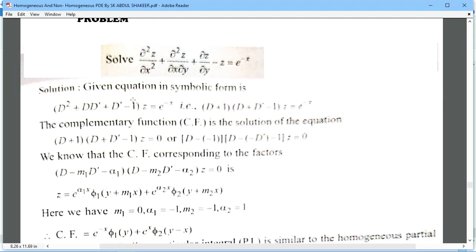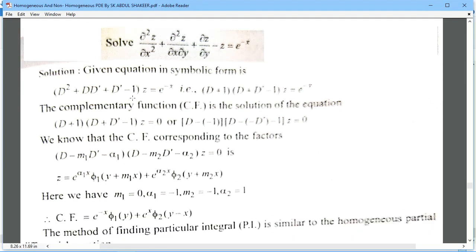To solve a non-homogeneous partial differential equation, first we have to take the operator form. Operator form means dou by dou x is capital D, dou square by dou x square is capital D square, dou by dou y is d dash, dou square by dou x dou y is dd dash. Replacing the operators D and d dash, we get the operator form. Clearly, the operator expression f of d comma d dash can be expressed as d plus 1 into d plus d dash minus 1. That means we are factorizing like this by using the synthetic division method.